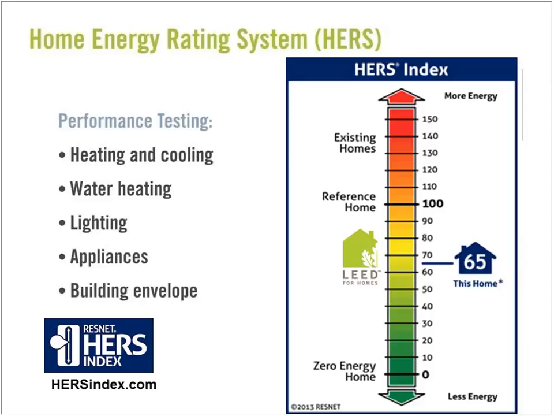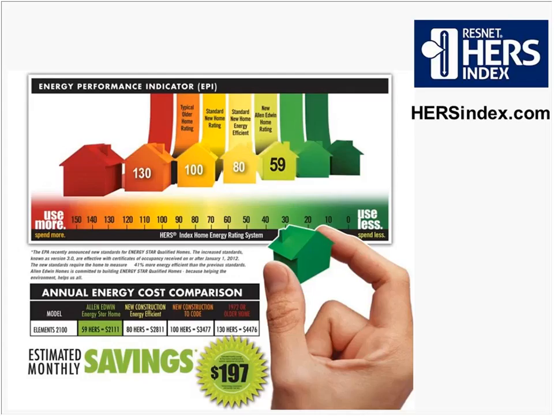The reference home is a 100, 2006 IECC built to code. Every percent lower than 100 down to 0 is a 1% reduction in predicted energy usage. The average LEED home we're seeing is getting a 65, but we're working with some folks that are now getting them down to 55 and even lower. Once you get down to 35, you're sort of in that zero energy category where you can't do much more than start adding more renewable energy in the rating tool.